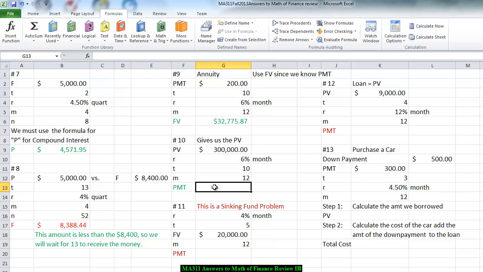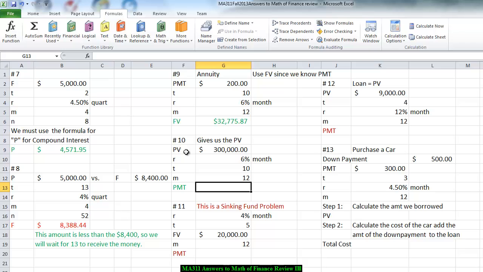All right, question number 10. A savings fund currently has $300,000. It is decided to withdraw money monthly. What are the monthly payments if the account earns 6% interest compounded monthly over a 10-year period? Since this is the money we have right now, this is what we call the present value, because that's the money we have.